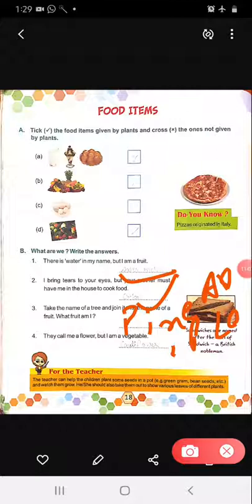Pineapple. Okay, the next is, they call me a flower but I am a vegetable. Means log mujhe flower ke naam se bulate hain. Okay, but what am I? A vegetable. So what am I? So cauliflower.